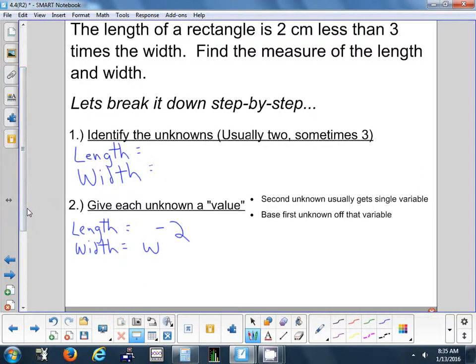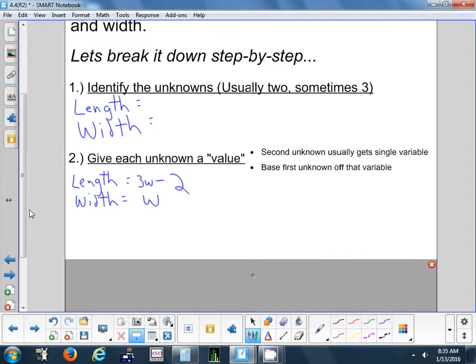We covered this part, the 2 centimeters less than 3 times the width. What's 3 times the width? How do I represent 3 times the width? 3W, right? I'm going to put that as the first part. Remember, it's a less than. Less than, all right, goes second. So 3W minus 2. Okay?